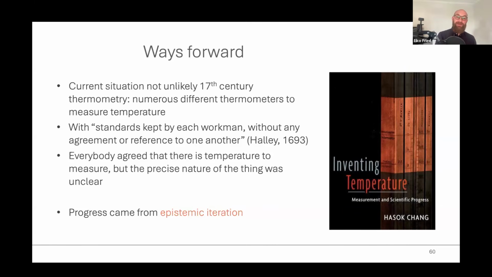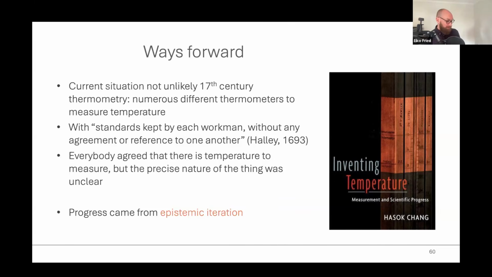So he talks about standards kept by each workman without any agreement or reference to one another. And in our paper, we argue that the pressure measurement is basically 17th century thermometry. There's multiple thermometers and thermostats. Everything is different. Everybody works on their own little thing. Everybody agreed there is something like depression or mood disorders, but the precise nature is unclear.